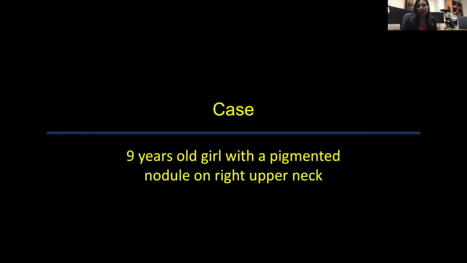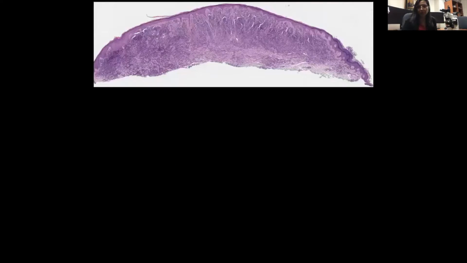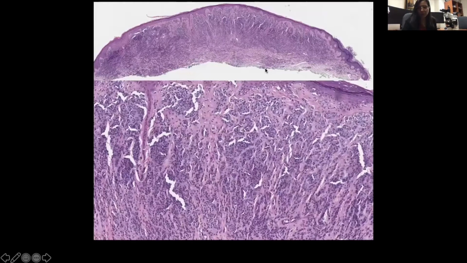A 9-year-old girl with a pigmented nodule on the right upper neck. Here you see in low power a compound melanocytic lesion, kind of small, that looks like it has a maturation pattern. In high power, again, the cells in the upper dermis are more epithelioid and larger, and gradually the size is decreasing. So this is basically the maturation pattern that I mentioned before. Based on the low power, this looks like a nevus.